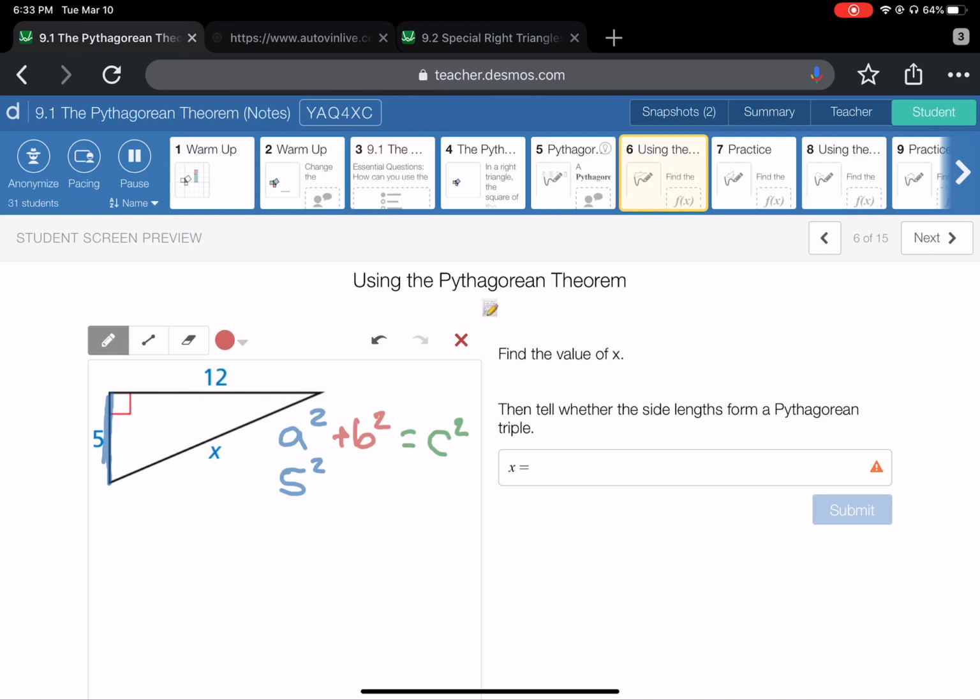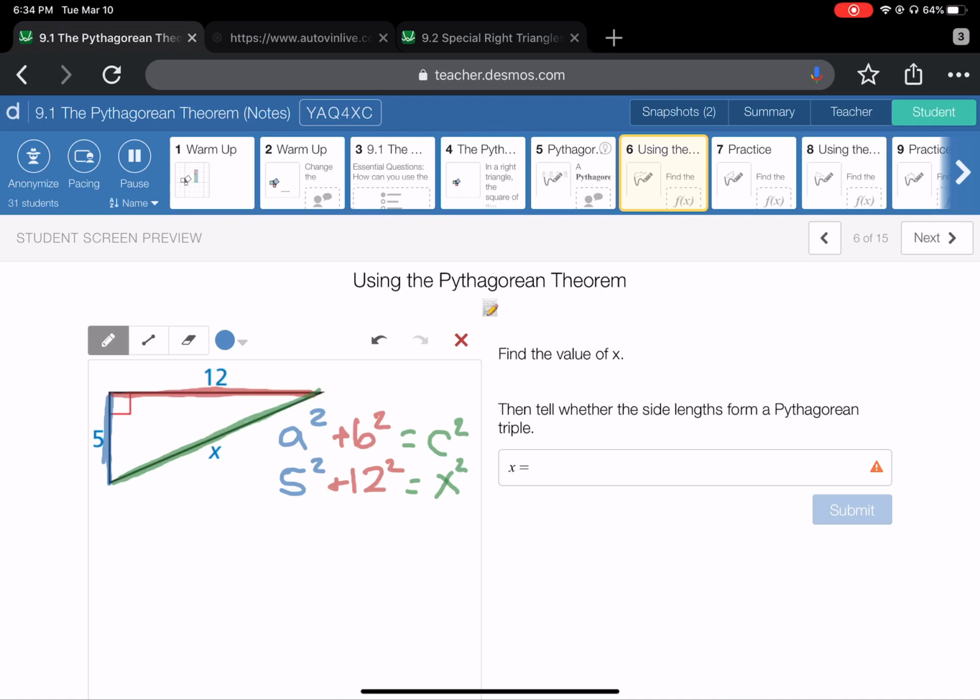Next, I'm going to replace the b. b we said was the middle side of the triangle, so the medium length of the side, or the larger leg of the right triangle, plus 12 squared. And then that's going to be equal to c squared, which is the hypotenuse or the longest side of a triangle, which in this case is an x. So let's go ahead and replace the c with x.